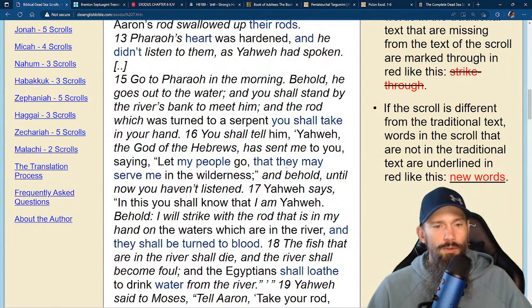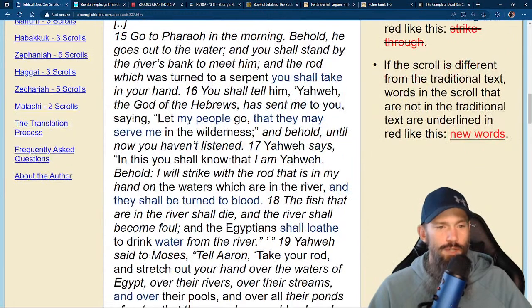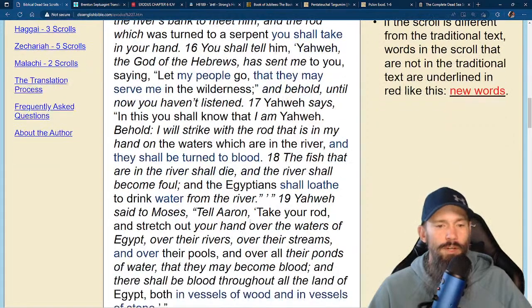Let my people go, that they may serve me in the wilderness, and behold, until now you haven't listened. Yahuwah says, In this you shall know that I am Yahuwah. Behold, I will strike with the rod that is in my hand on the waters which are in the river, and they shall be turned to blood. The fish that are in the river shall die, and the river shall become foul, and the Egyptians shall loathe to drink water from the river.